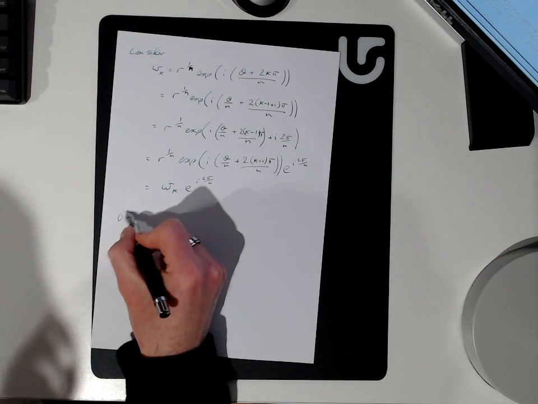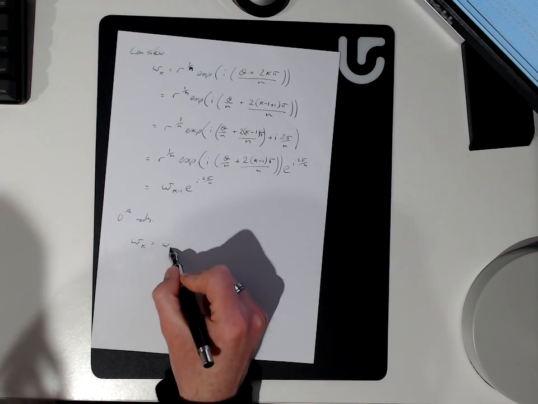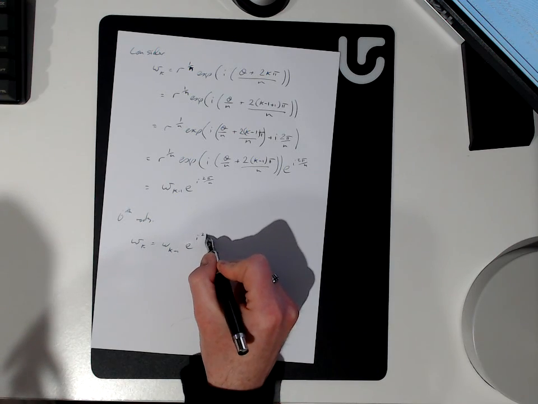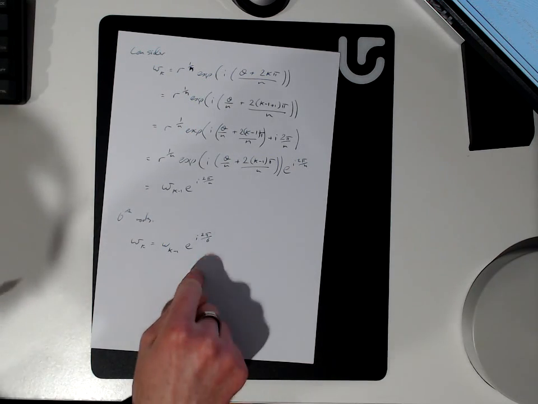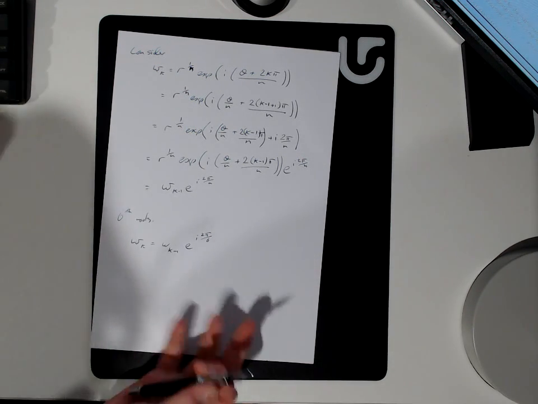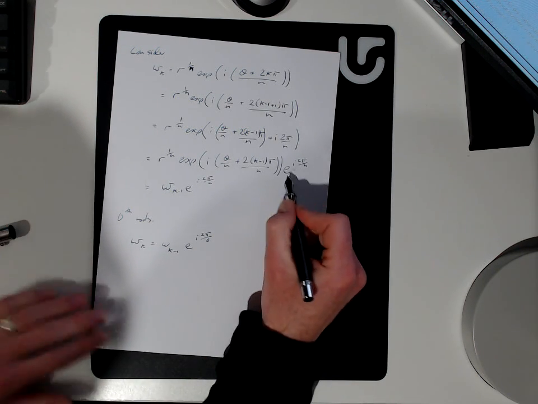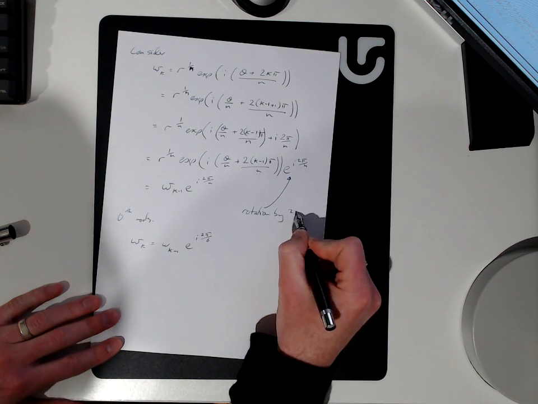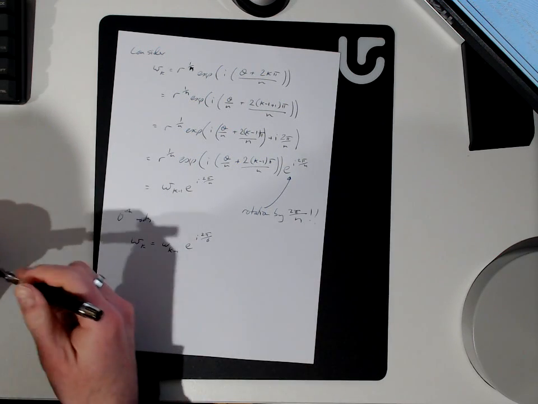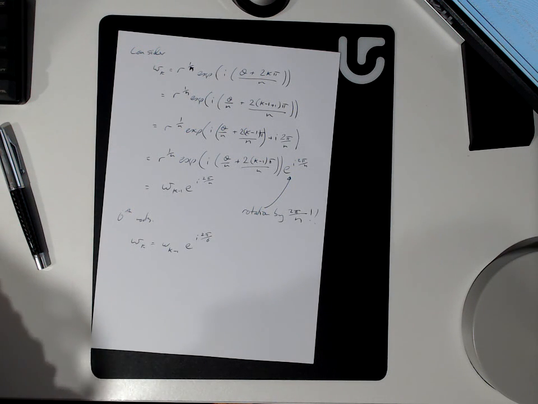And so for sixth roots, we have omega k equals omega k minus 1 times e^(i 2 pi over 6), which is a pi over third, which is the angle we saw, because when you multiply by a complex number with modulus 1, it's a rotation by the angle, and we know what that angle is. Which is kind of cool.